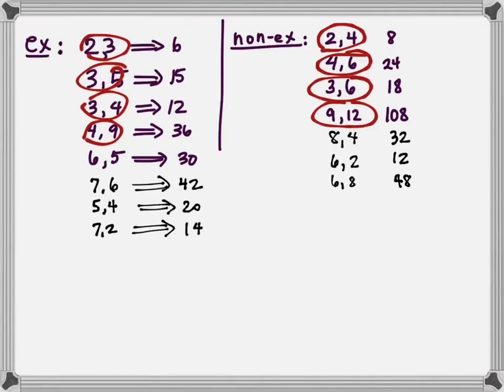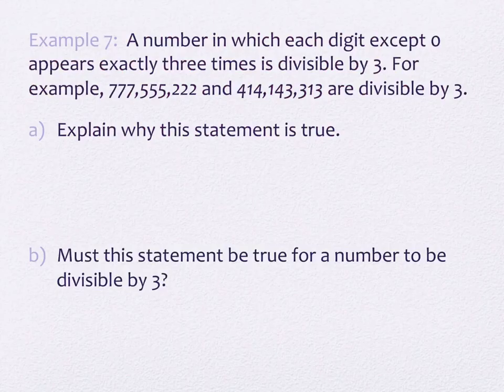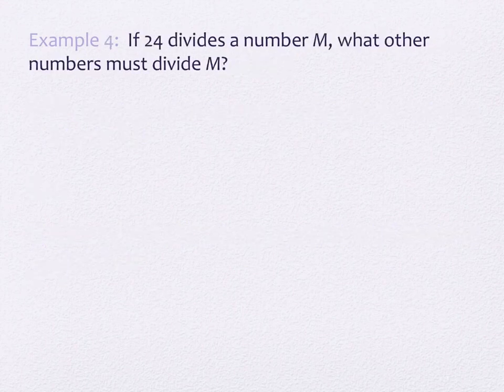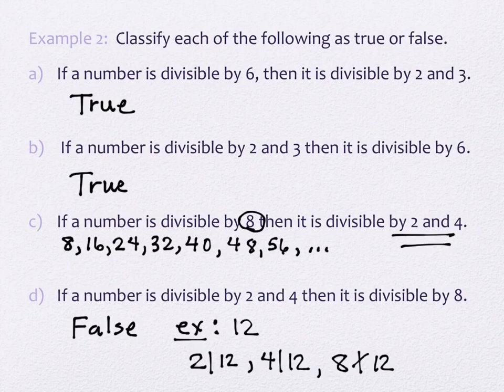These examples that we did at the end, the ones that I called non-examples, if you started with any of these, the 8, the 24, the 18, the 108, and asked yourself the same question, are they divisible by 2 and 4? Are they divisible by 4 and 6? The answer would be yes. Okay? So anytime you take a number and you break it down into its factors, whether the factors have anything in common or not, this will work. So this is actually a true statement.